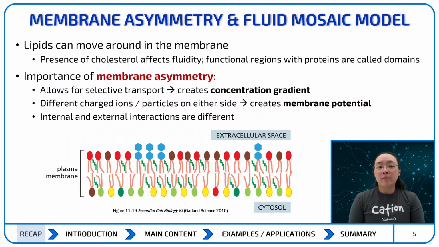Next, we talked about membrane asymmetry and the fluid mosaic model. So the first thing we mentioned was that the lipids aren't just stable where they are in the membrane. They can actually move around in the membrane, either laterally, they can rotate, and sometimes they can flip-flop to the other side. These are all really important in terms of providing function and flexibility in the membrane. So apart from that being the fluid mosaic model, there's also the presence of cholesterol that affects fluidity.